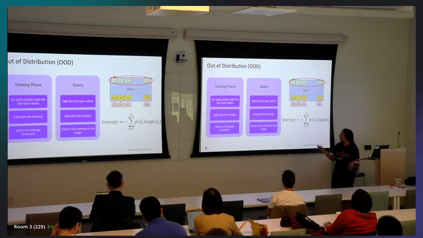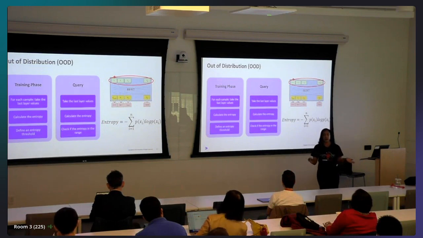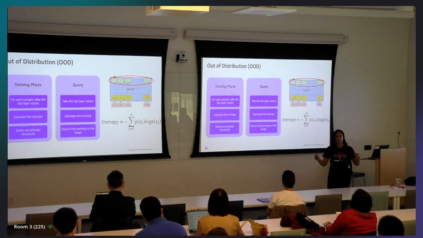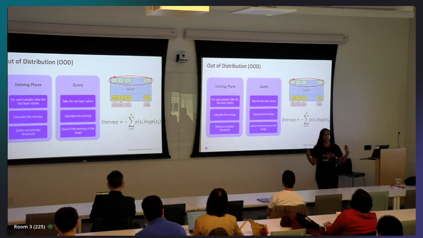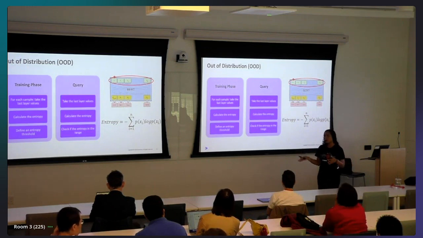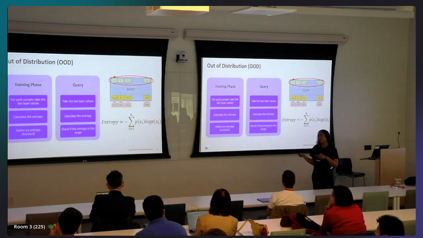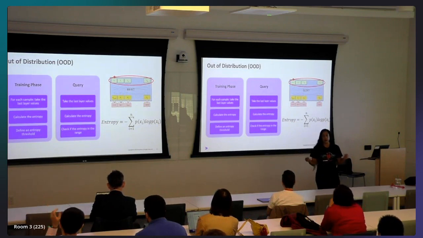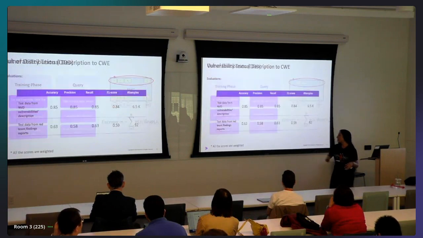In the query phase, we take the last layer, we calculate the entropy, and then check if the value is in the entropy range. If the value is out of the range, we don't return the CWE ID or the class, we say that it's not related to our problem. So maybe you should check it.